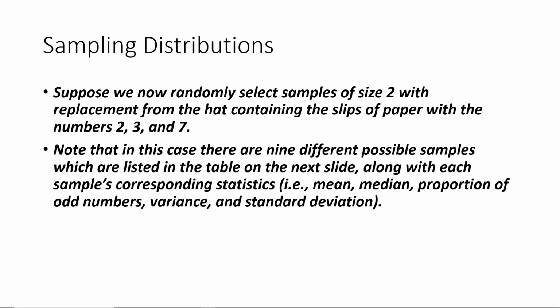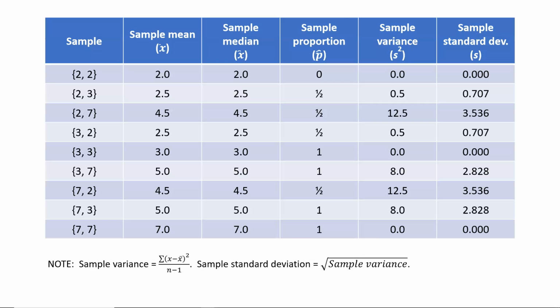So that means I pull a piece of paper out of the hat, put it back in before I draw the next piece of paper with the numbers 2, 3, and 7. Now notice that in this case, there are 9 different possible samples that could be drawn out of the hat. I'm going to show those on the next slide, along with each sample's corresponding statistics. So let's take a look at that slide.